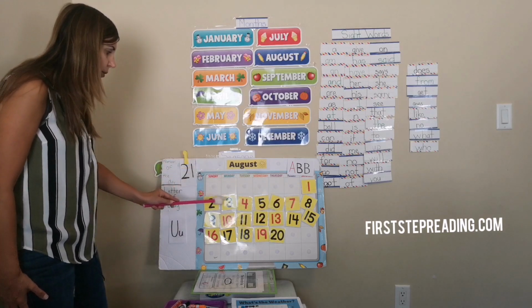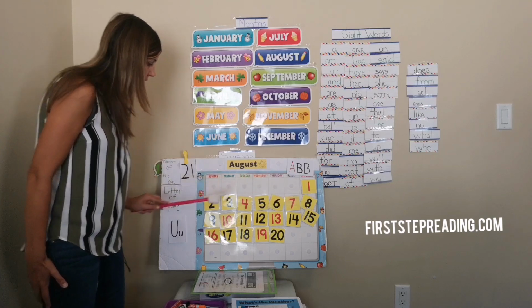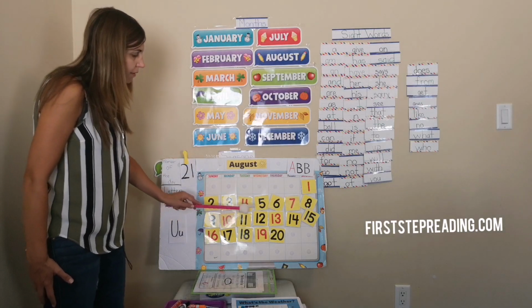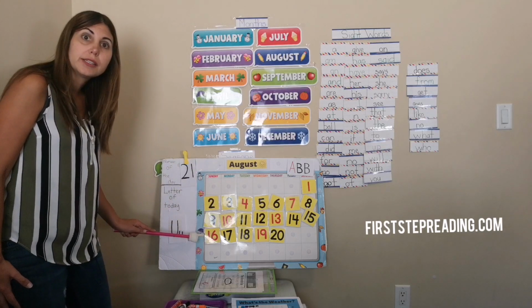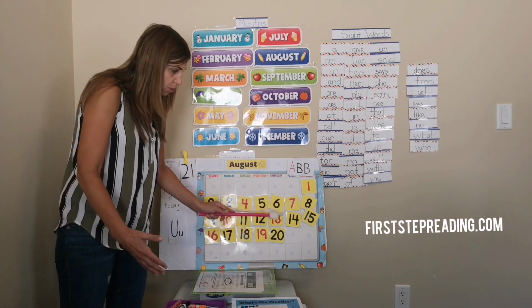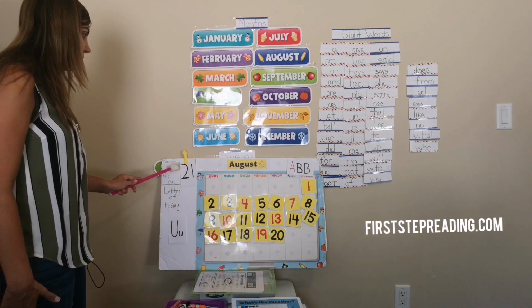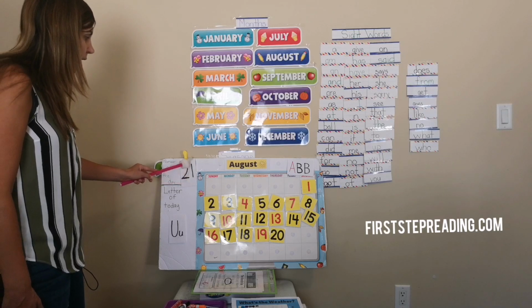1, 2, 3, 4, 5, 6, 7, 8, 9, 10, 11, 12, 13, 14, 15, 16, 17, 18, 19, 20, 21. That's our number of today. 21 is a 2 and then a 1.